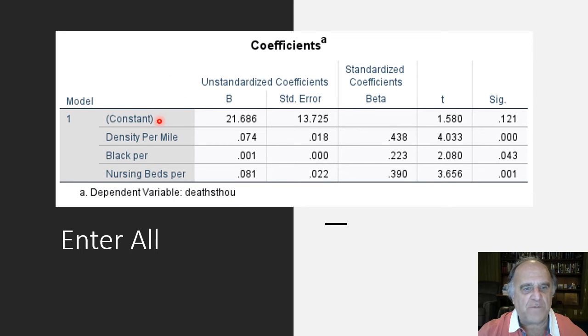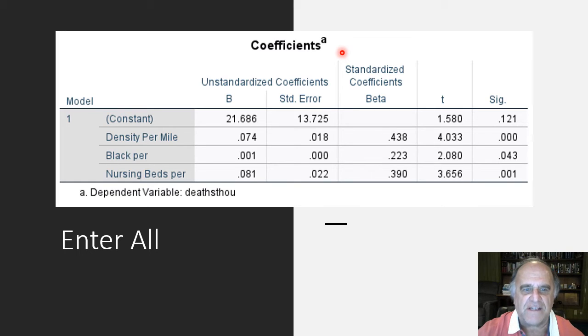So I'm going to enter my 4 variables to try to predict deaths per 100,000 from COVID. And the 4 variables would be the constant, the density per square mile, the number of individuals identifying as Black per 100,000, and the number of nursing beds per 100,000 people. And again, if you go back to the last lecture, I explained why I came up with those variables, and those were some of the variables that did correlate with deaths per 100,000 from COVID at the state level.